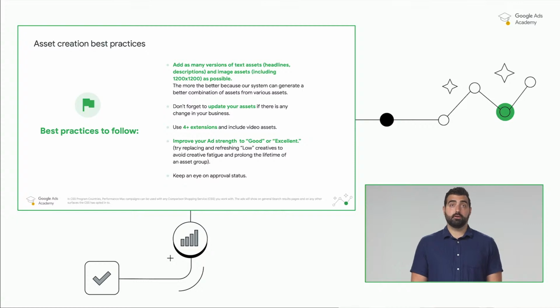Don't forget to update your assets if you have any changes to your business as well. Always use 4+ extensions. Improve ad strength to good or ideally excellent. You can replace low-performing assets with new assets to help boost performance. And it's also a best practice to upload an asset group at least a few days before you want it to go live so you can make sure it goes through the approval process.